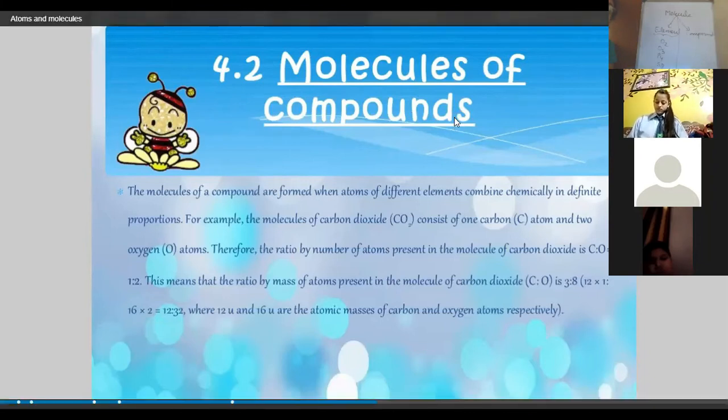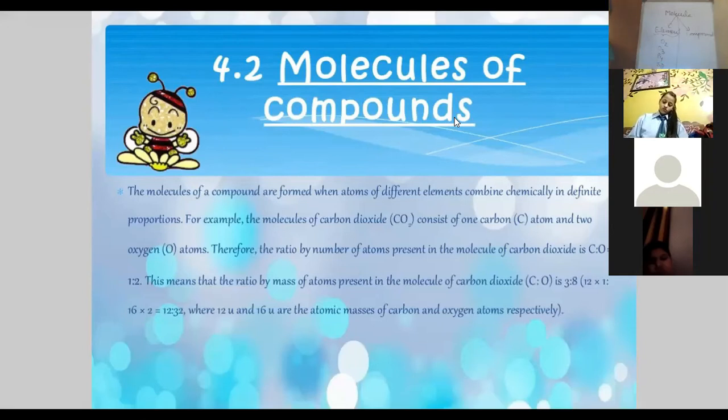Okay, so we were discussing that if the atoms of the same element combine, then they will be called a molecule of an element, whatever be the number of atoms. Like here in P4 there are 4 atoms, in S8 there are 8 atoms, whereas in C60, that is Buckminsterfullerene, 60 atoms of carbon combine to form the molecule of the element. Right. Now we are going to discuss the molecule of a compound.